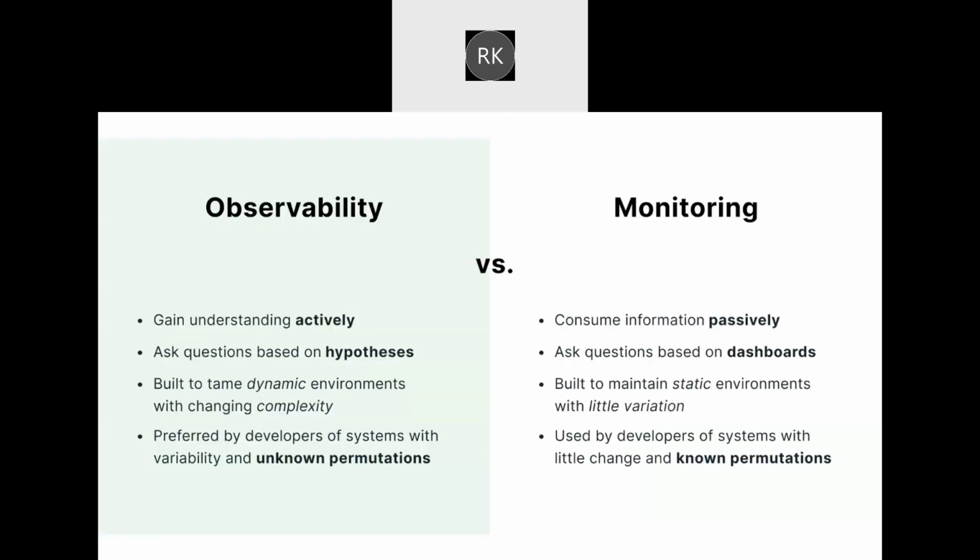So observability, gain understanding actively. Monitoring, consume information passively. Observability, ask a question based on a hypothesis, like why it's not working. And monitoring, ask a question based on the dashboard. Observability is built to tame dynamic environments with changing complexity, whereas monitoring is built to maintain static environments with little variation. Now the question is, what is a dynamic environment and what is a static environment?